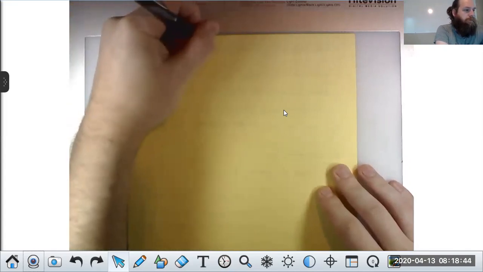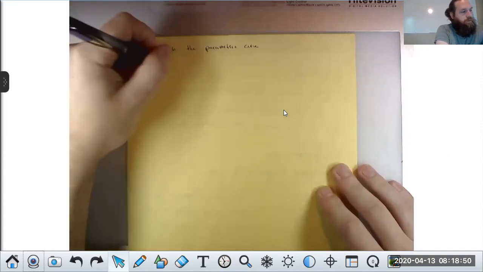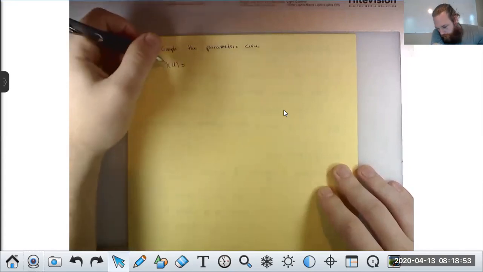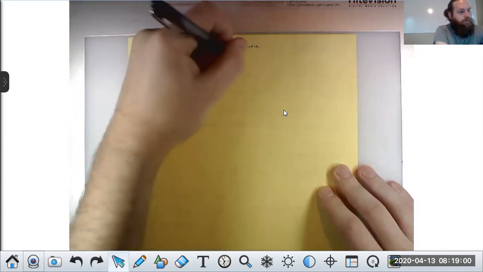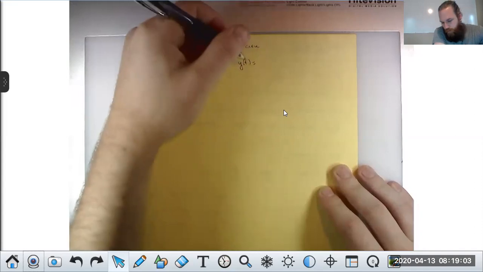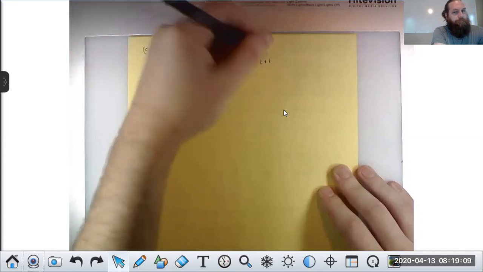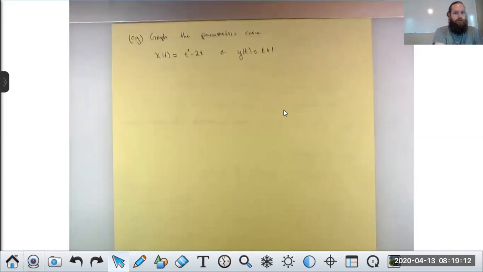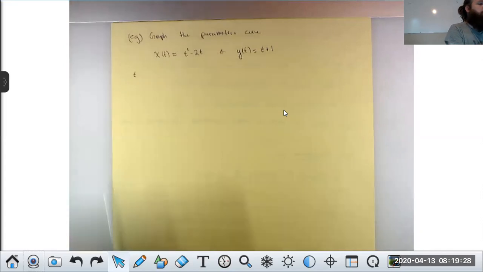So we'll say graph the parametric curve. x of t equals t squared minus 2t, and y of t equals t plus 1. And since this is our first example, I'm going to do this the most naive way possible. I'm just going to start plugging in points. So if I just start plugging in values for t, my table is going to look like this.